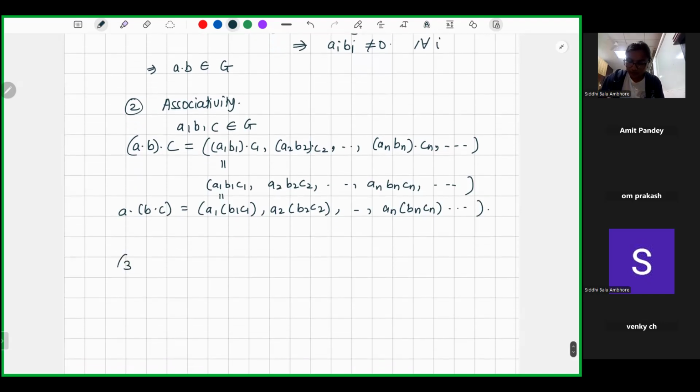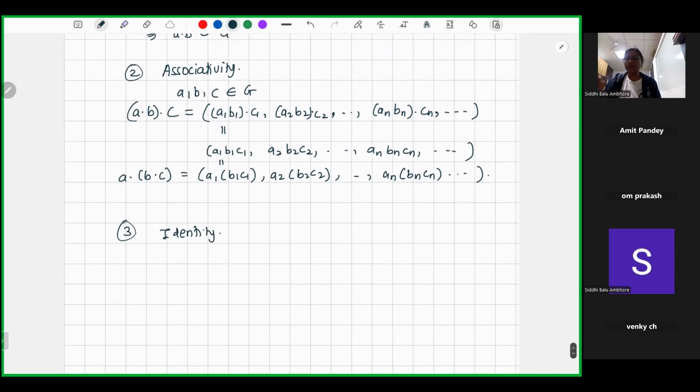And now the identity element, the existence of identity. Can someone guess what will be the identity for this group?